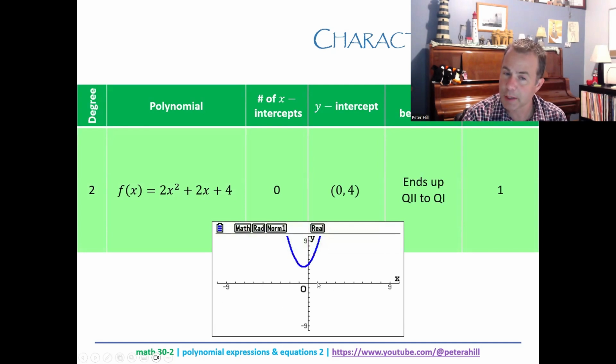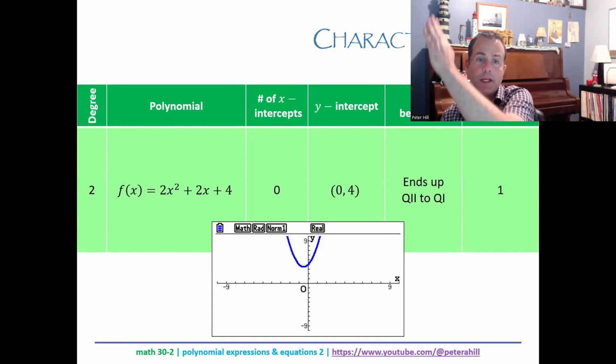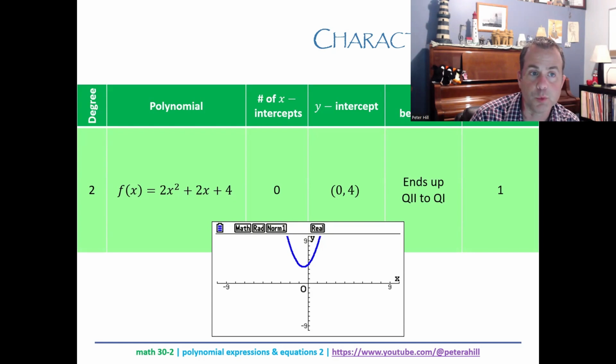Okay, again, I kept my window standard just so you kind of see where I am in relation to a standard window. The number of x-intercepts for this guy is none. It never actually crosses the x-axis. The y-intercept is at 0, 4. And then the end behavior, I'm going from quadrant 2 to quadrant 1. So remember, we read graphs left to right. So coming in from the left, I'm coming down from quadrant 2, and then I'm going to turn direction and come out this way, and I'll be ending in quadrant 1.